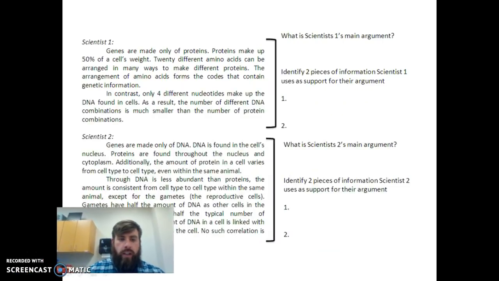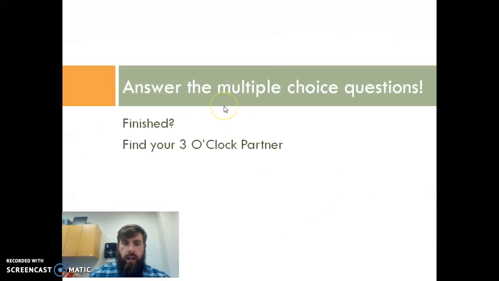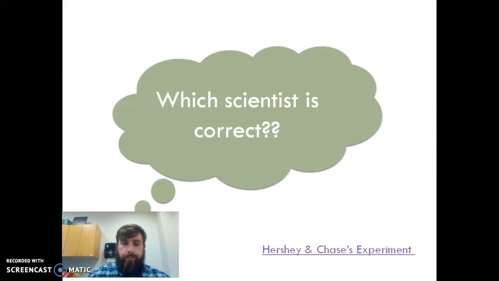So once again, hopefully you already did this. You've read these questions, you read the passages, you answered the multiple choice. Now, once you are finished with the multiple choice, you are going to find your 3 o'clock partner and you're going to check your answers. Remember that if you do not have the same answers, come to a decision on what the right answer is. If you still have questions after that, then we can discuss that on Thursday.